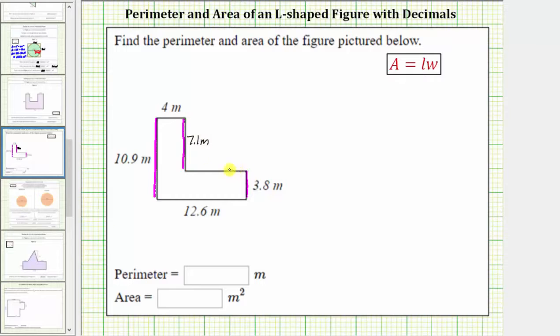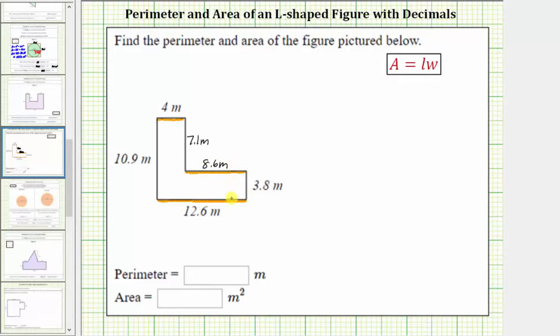And now we're going to determine this missing length. We'll notice that this length is 12.6 meters, which must be the same length as this missing length, plus the length of this side, which is 4 meters. And therefore, the length of this missing side must be 12.6 meters minus 4 meters, which is 8.6 meters.